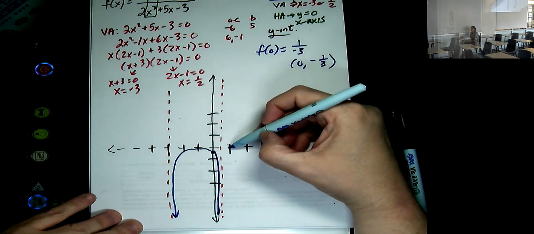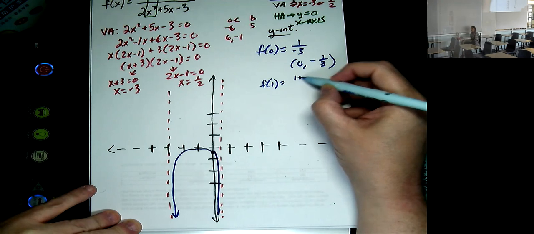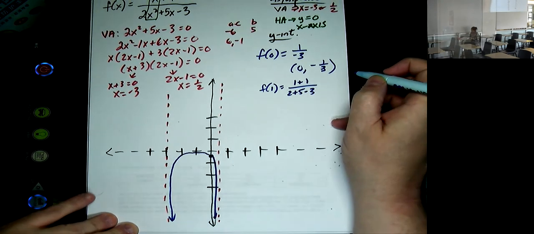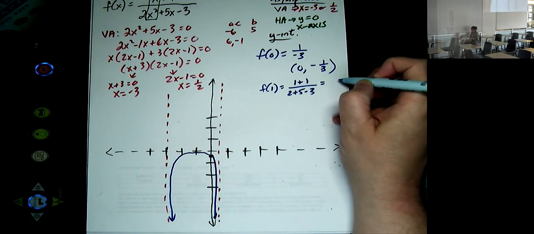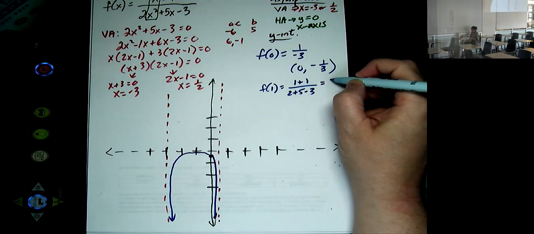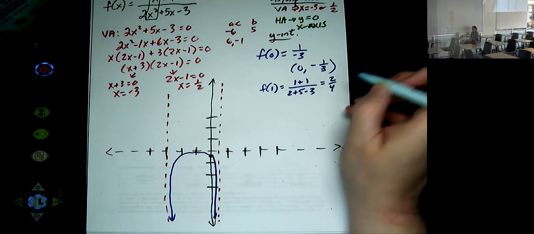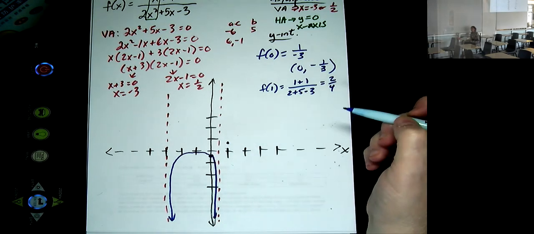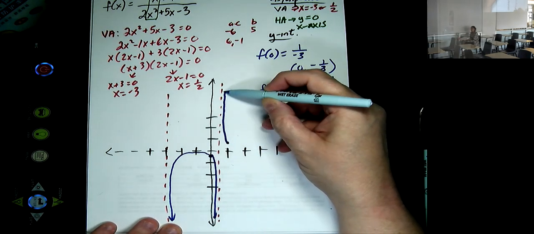Well, here is 1. I can try f of 1. F of 1 is 1 + 1 over 2 + 5 - 3. Anything about plugging in 1 is that the squaring is really easy. This ends up being 2 over 4. And I know that simplifies, but still it's positive. It's 1/2, which means it's above the x-axis, which means it's got to do something like this.